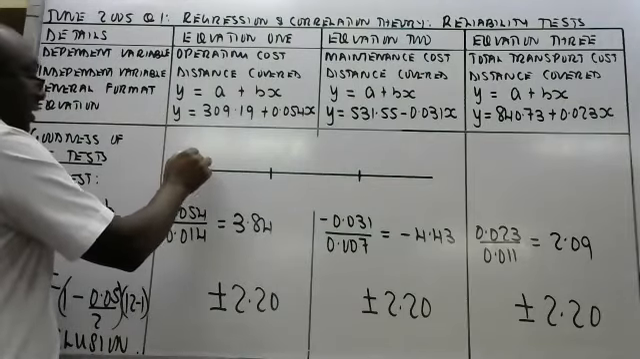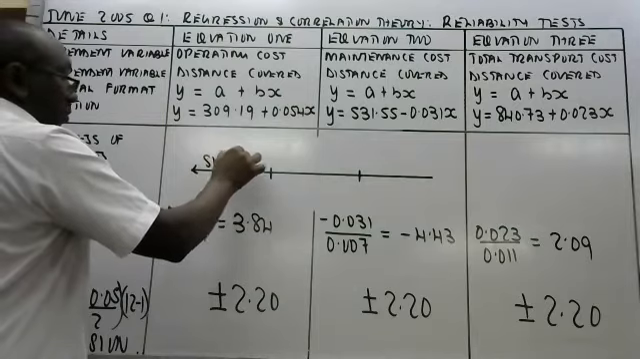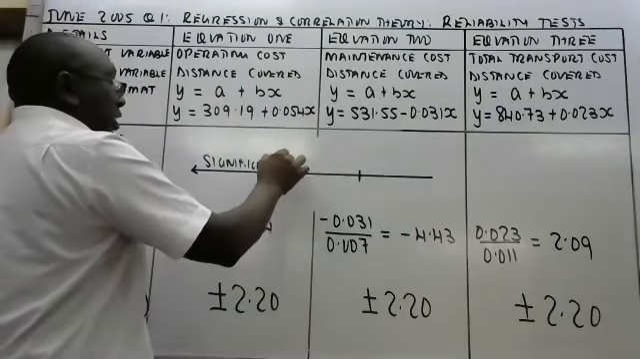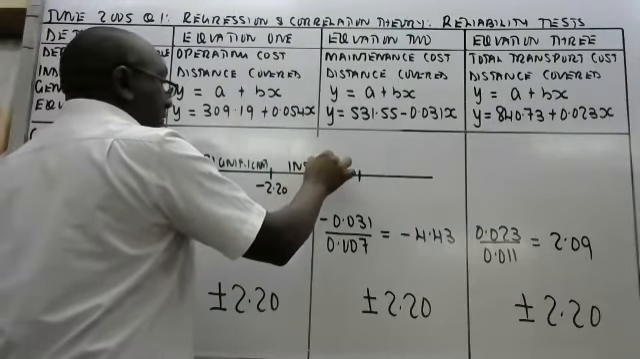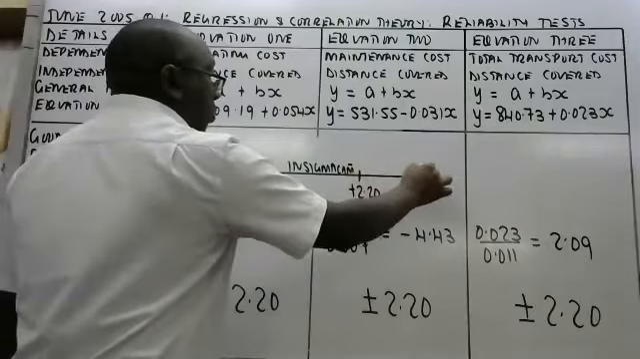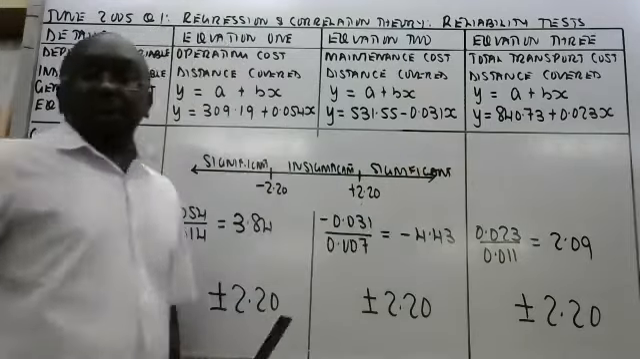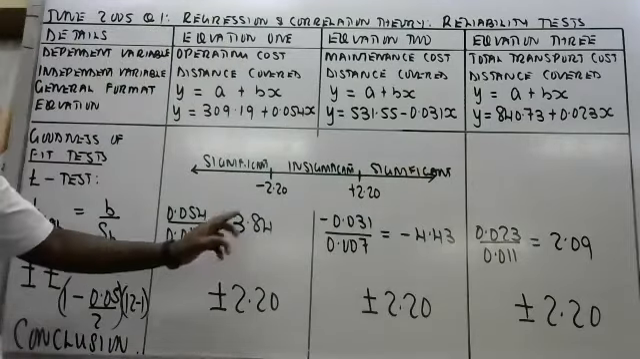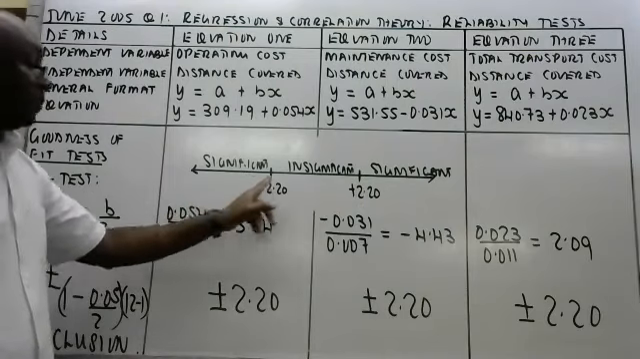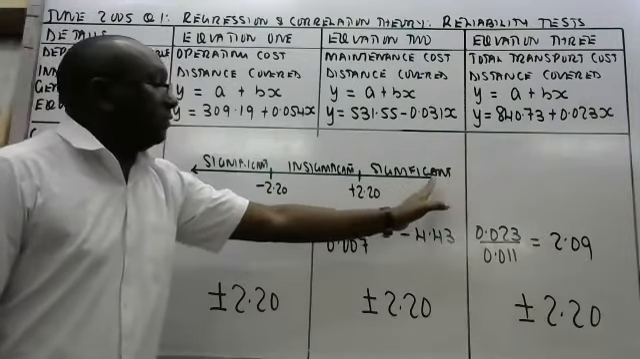If you are on this side, we say it is significant. If you are on the lower side of minus 2.2, if you are inside, we say it is insignificant. And remember, this is positive 2.20. Out here, it is significant. Go read your notes on the T-test. On the lower side, where we were saying reject, that is the same as saying significant. In between, insignificant. Out here on the positive, it is significant.